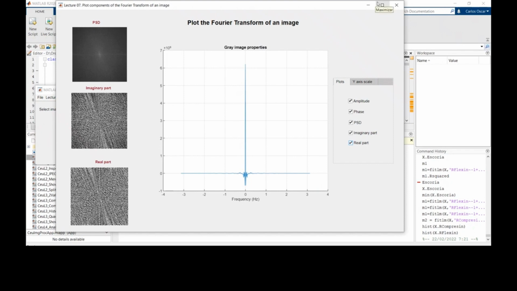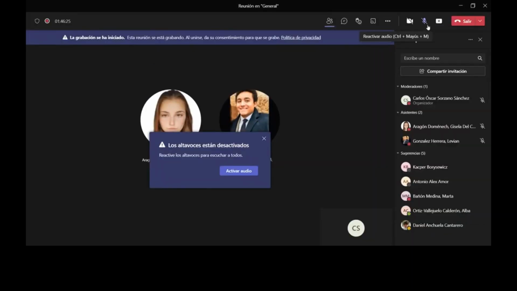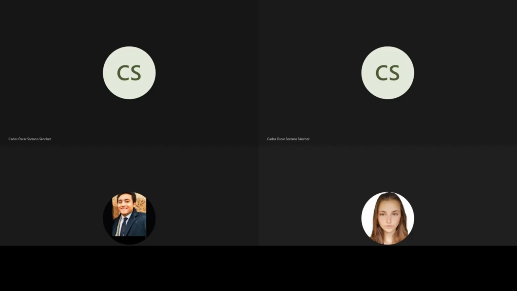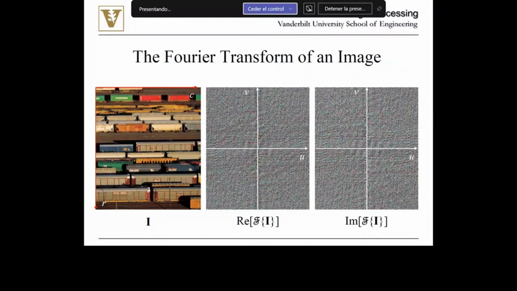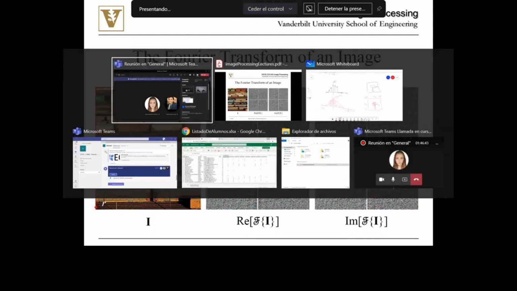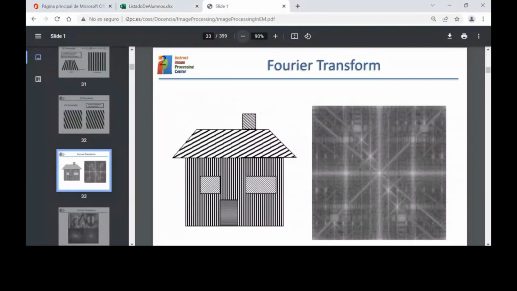So now, instead of plotting the real and imaginary parts, I can plot the amplitude, for instance. You take the real and imaginary part and you compute the amplitude of those complex numbers, and this is what you get. So this is your image, this is your Fourier transform.